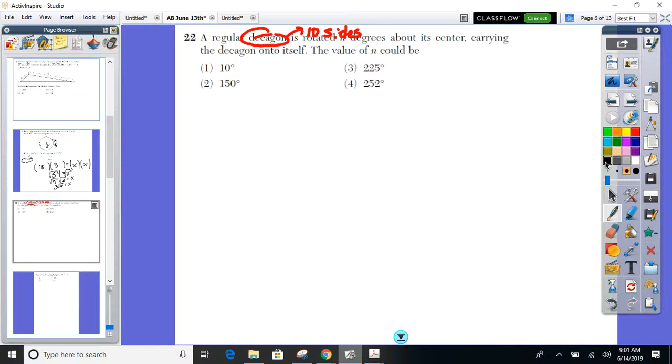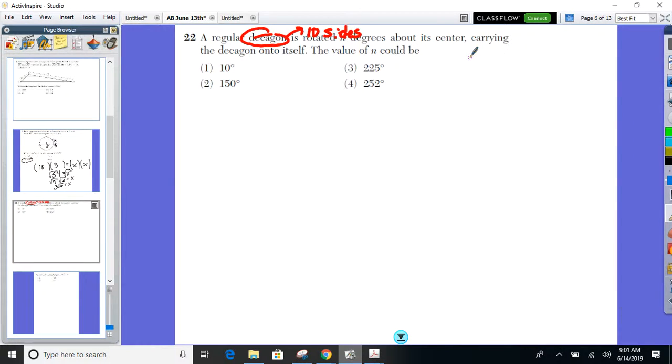All right, moving on. And then here comes this term we've seen a few times already. Carry it onto itself. Meaning same exact size, same exact place. I don't move location. I turn it all the way around. How many degrees did I go? 360. That's never going to be a choice. I could get that same decagon back if I did it 360, but it's never going to be a choice.